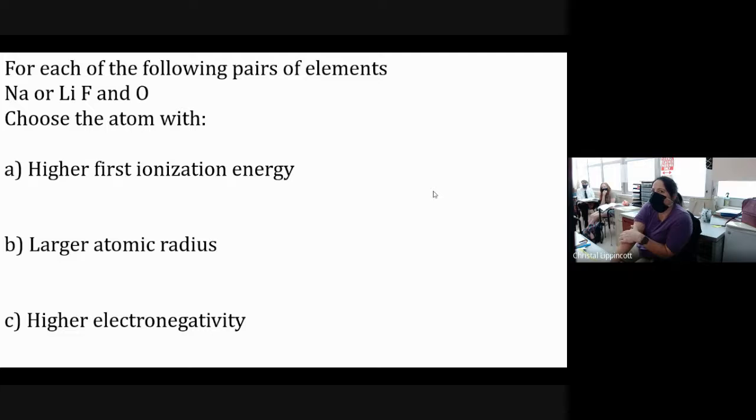All right, so here you go. For the following pairs of elements, choose the one with the highest first ionization energy, largest atomic radius, and highest electronegativity. Go. Talk to the person next to you if you need to.